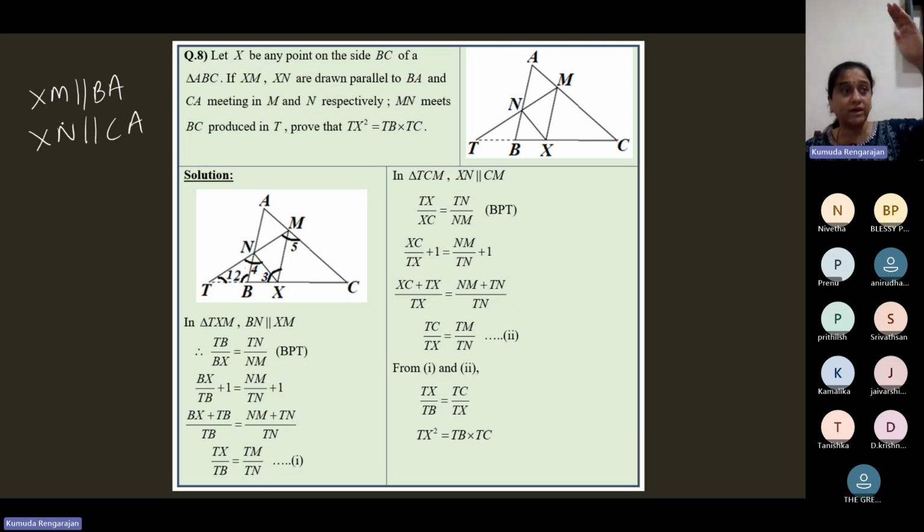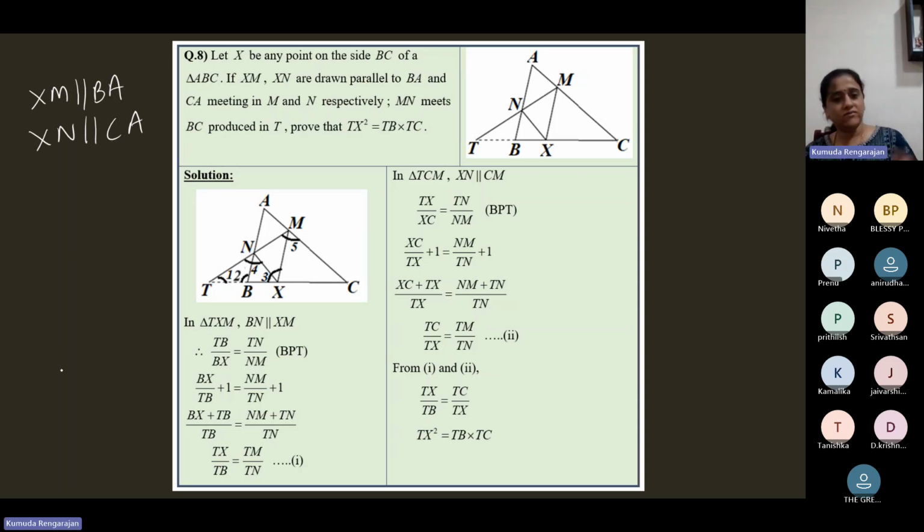It's not that XM and BA fully should be there in the triangle you take. It can be a part of XM or a part of BA, or XM fully and a part of BA, or BA fully and a part of XM, anything. Parts of them or full, or part of one and full of the other. Am I clear there? Okay. So the two triangles must have a common side, and it's not that XM and BA completely must be in the triangle and XN and CA should completely be in the triangle.